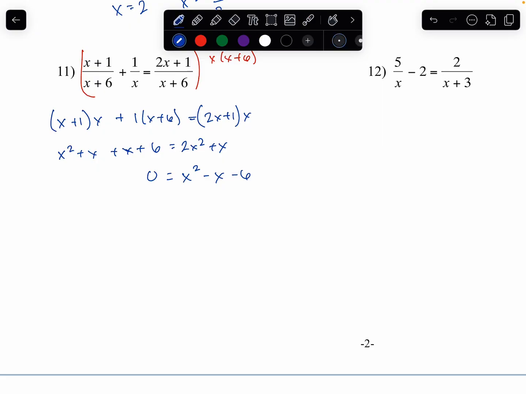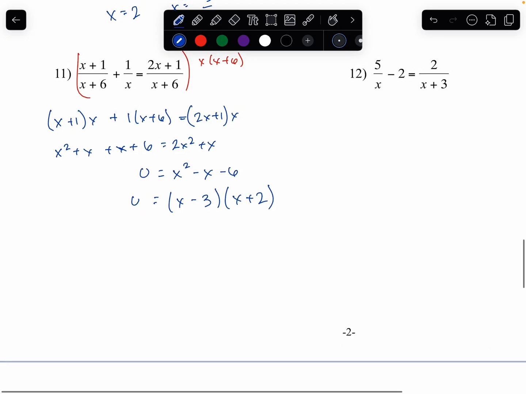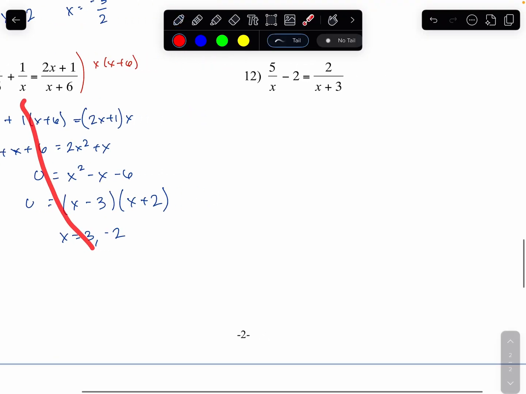And then this is factorable, I think, to be x minus 3 and x plus 2. Yep, so x will be equal to 3 and negative 2, and both those will work right there.